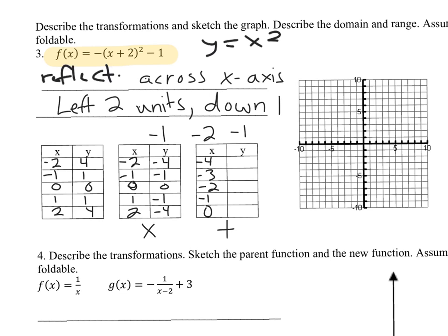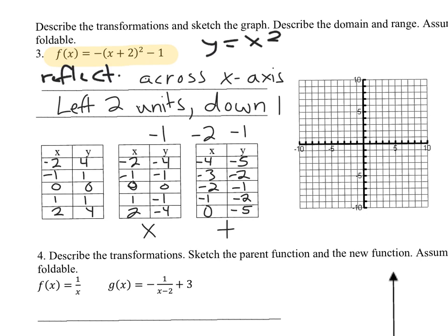Now let's do the y's. That gives me negative 5. That's going to give me negative 2. That's going to give me negative 1. That's going to give me negative 2. And this is going to give me a negative 5. Okay. So now let's take this last table right here and let's plot the points.